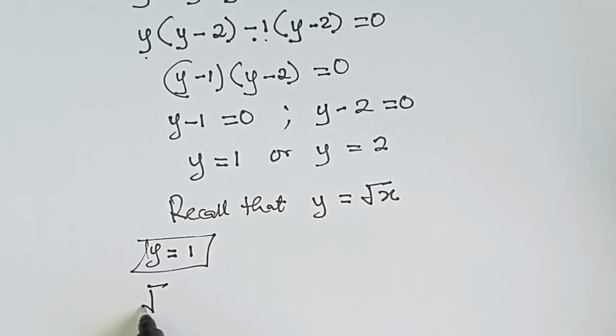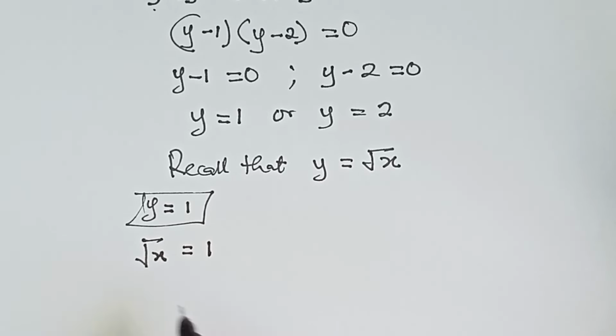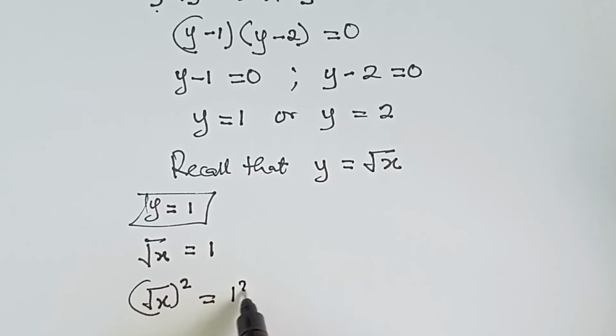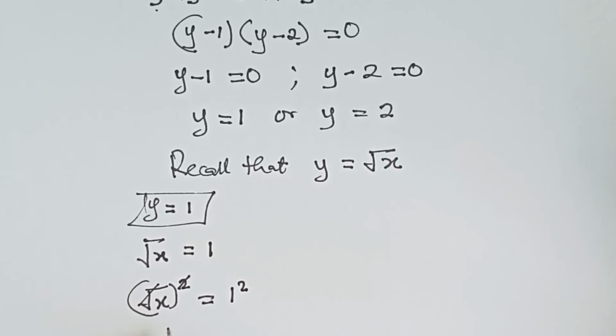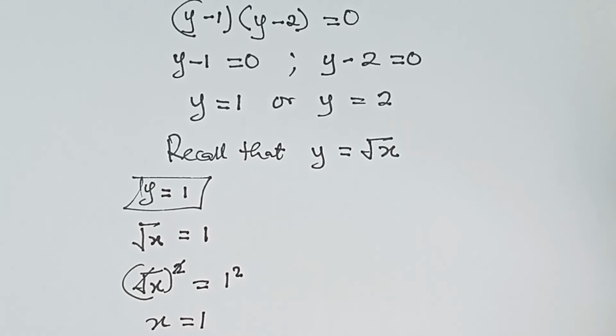We have square root of x equals y, which is 1. Then what do we do? We square both sides. We square this side and we square this side. The square cancels the square root. And then what do we have for x? It means our x equals 1.